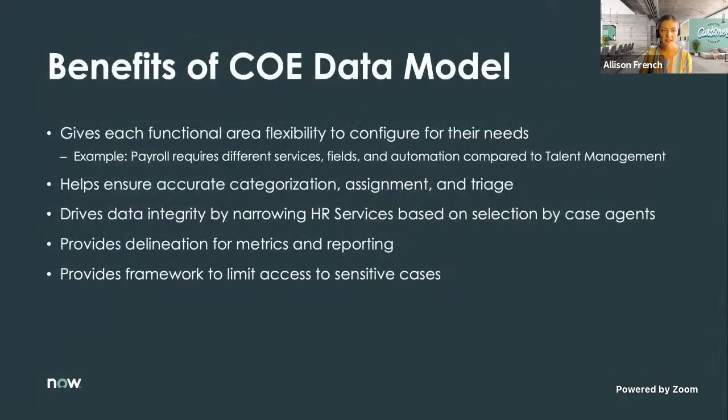Now I want to talk about the benefits of the COE data model. So we've talked about what it encompasses, but let's talk about the why. So first and foremost, our COE data model gives each functional area flexibility to configure for their specific needs without having to worry about impacting the other areas. The example that I like to give here is I'm sure that your payroll group would require different services, different fields, and different automation compared to, let's say, your talent management group. So again, the COE data model is what's providing that flexibility for each of those groups to configure according to their needs without, again, having to worry about impacting the other groups.